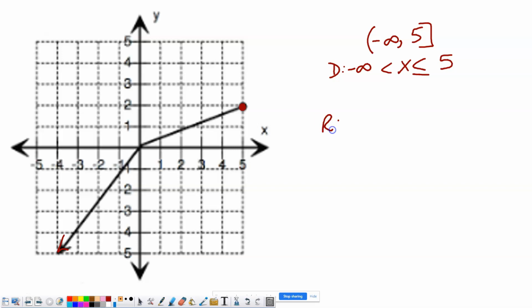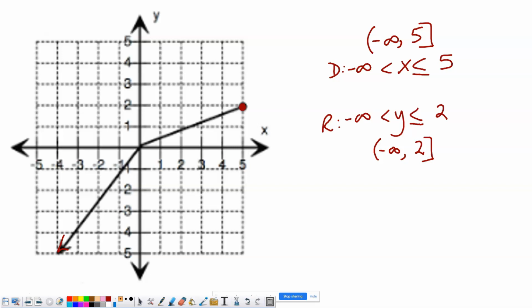All right, let's do the range. Range is up and down. So what is the lowest point on this graph? Well, it never stops going down, so that's negative infinity. What's the highest point? It's 2, and it can equal 2. If you want to use the bracket or parenthesis notation, it would look like this. Parenthesis for the infinity, bracket for the 2. It can't equal negative infinity, but it can equal 2.